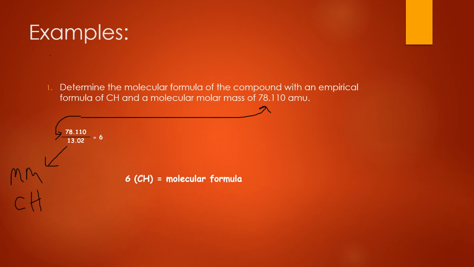Now what I'm going to do is, we saw in that formula before, x times the empirical formula. So 6 times C times H, so that's 6 times 1 times 1. So we get C6H6. And this down here, the C6H6, is the molecular formula.